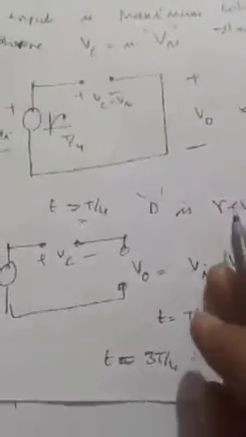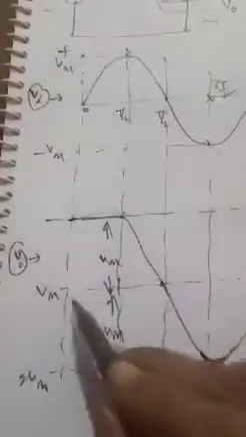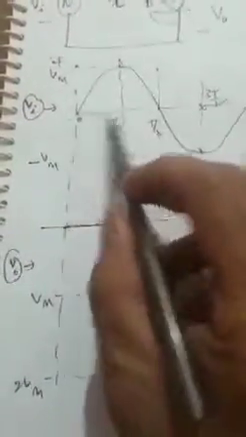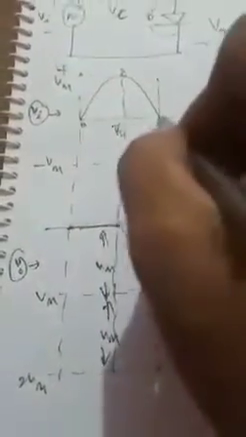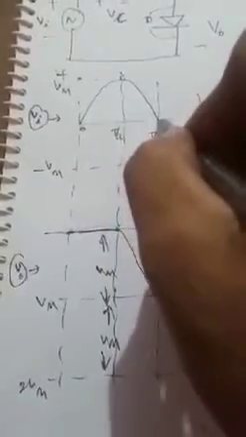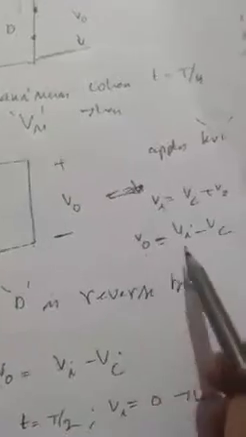So if you observe, at time t equal to T by 2, what is the Vi? Vi is equal to what value? Input value Vi is equal to 0. Then what should be the output voltage? Since it is an equation, V naught is equal to Vi minus Vc. So when at time T by 2, Vi is equal to 0, then what is V naught?